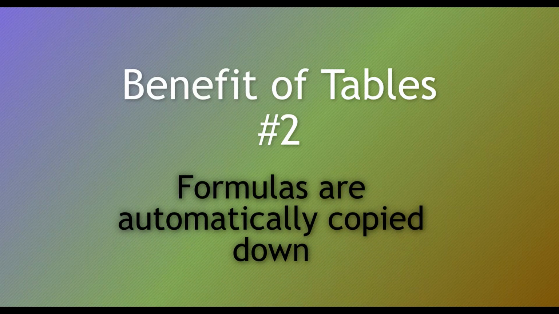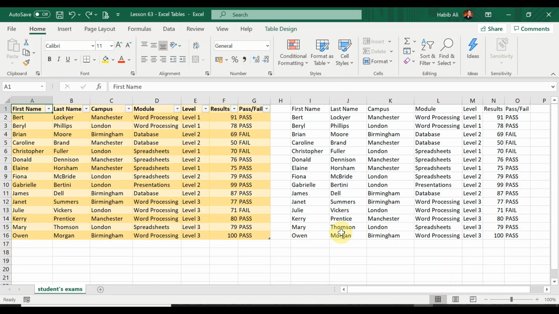Benefit number 2, formulas are automatically copied down. So in this spreadsheet, I've actually got an IF function here. If I start typing some data, let's say a new record for this table, the minute I type something in there, the formula or the function that is associated with this new record will be automatically copied down. You can see just here it is a fail simply because there is nothing in this cell. Excel is taking this as a 0 and therefore the result is being displayed as a fail.